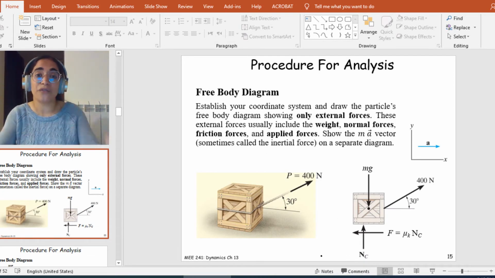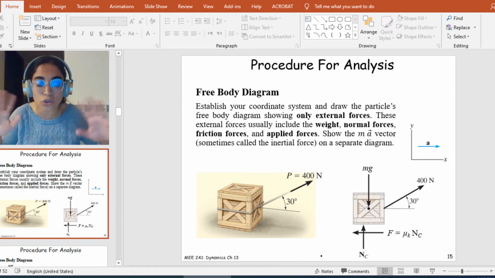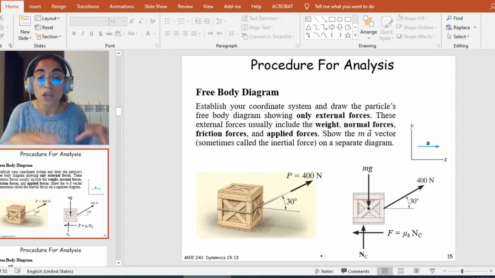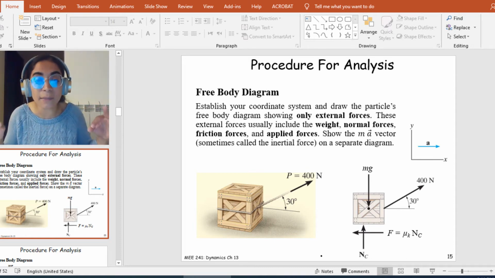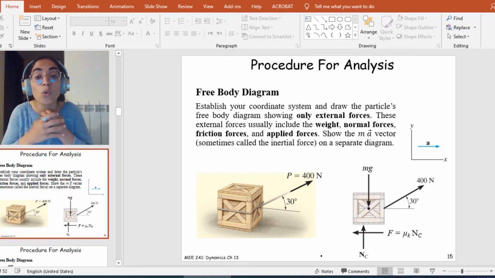Now, what is the free body diagram? As I said, guys, the free body diagram is the diagram that shows only the external forces. I'm not interested in the internal forces because, in fact, their sum is equal to 0. So always, guys, the free body diagram is the body diagram that establishes only the external forces.